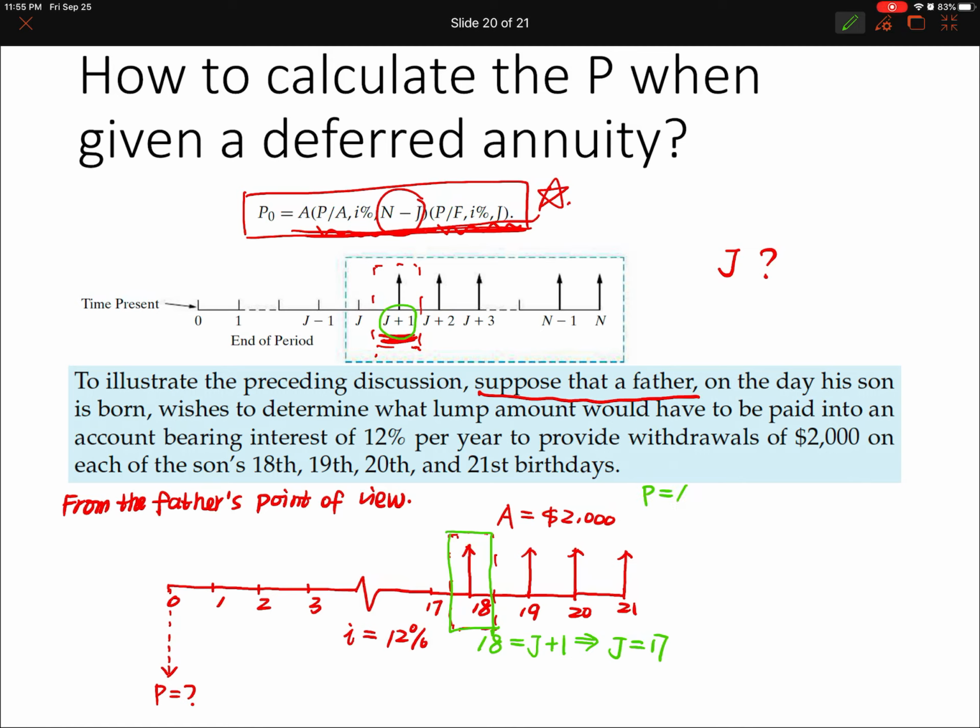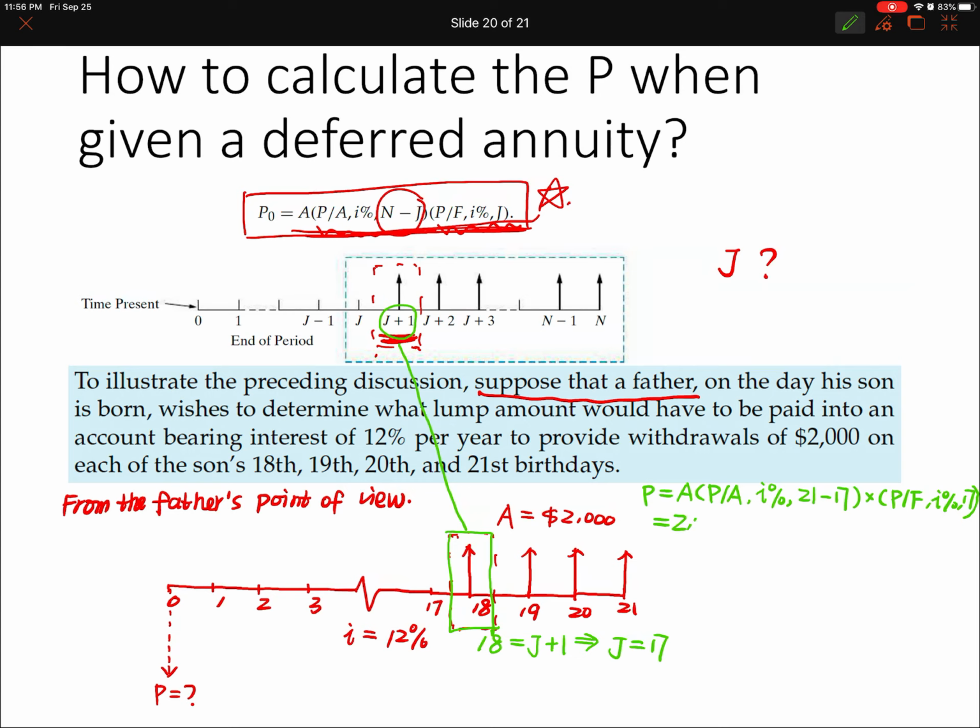So P is A times P slash A, I%, N minus J. N is what? N is 21. J is what? J is 17. Times another factor, which is P slash F, I%, and J, which is 17. Okay, now you understand why I say J is very important. And you got to find a way to find out J. And the way you find it out is you compare the first annuity, when it happened, and use that year minus 1. That's your J. Okay?